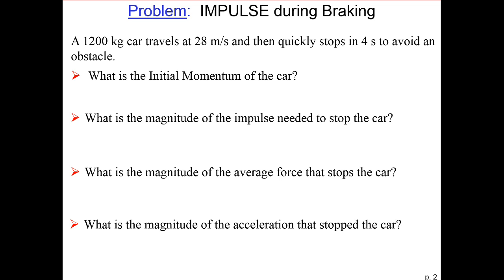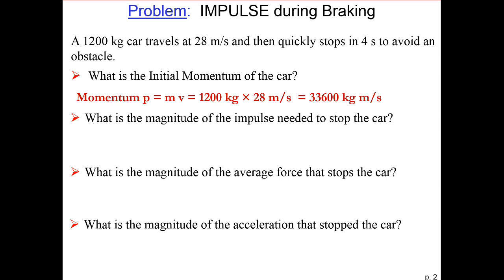Our first question in the scaffold is, what is the initial momentum of the car? So the momentum is equal to the mass times velocity, so this one is pretty straightforward. We multiply the mass, 1,200 kilograms, by the initial velocity, 28 meters per second, and we get the initial momentum, 33,600 kilogram meters per second.